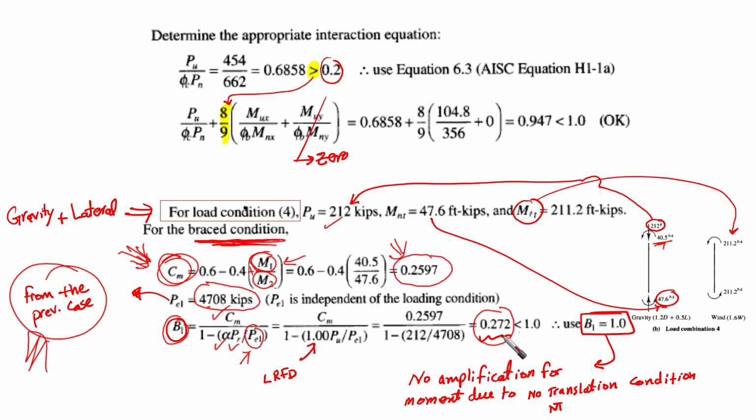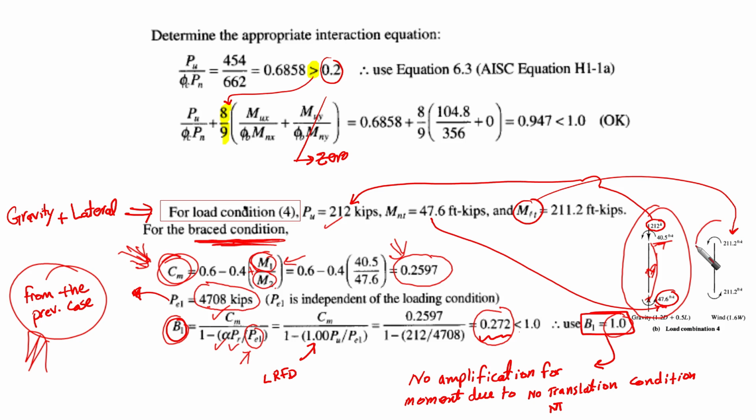As we said, B1 should not be less than 1. Then we are going to use B1 equal to 1 in this case. What is the meaning of B1 equal to 1? This means that there is no amplification for moment due to the no translation condition. It means that the dead load and live load axial forces and moment are not going to be amplified. The small P-delta effect that is going to take place here is not going to be important. It is negligible. So the gravity loading is okay for us.